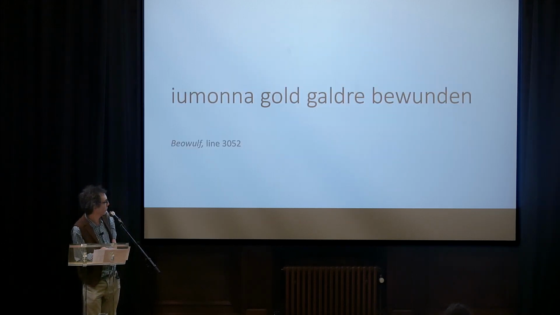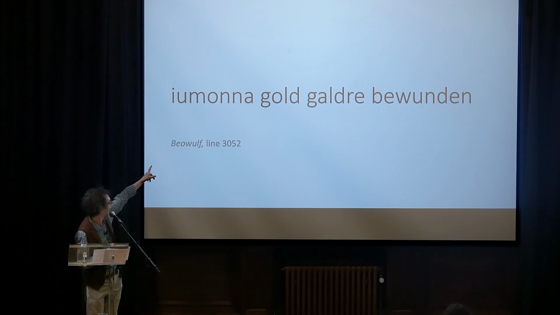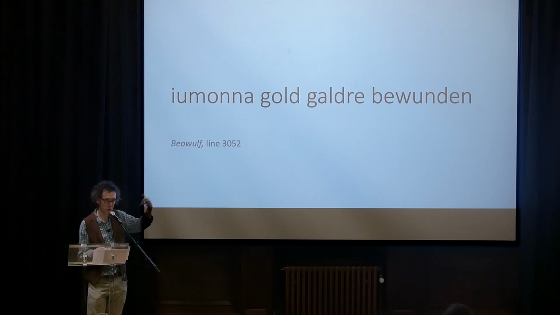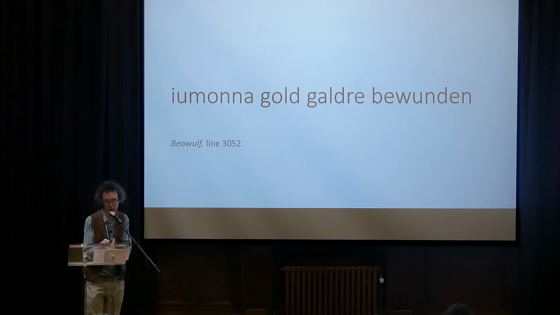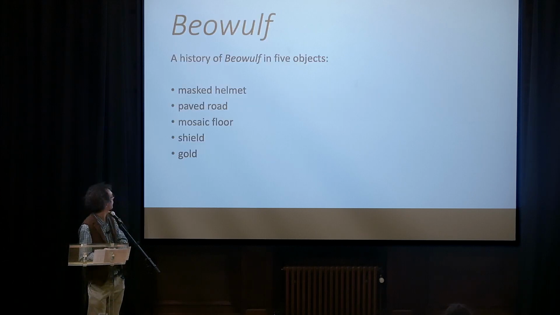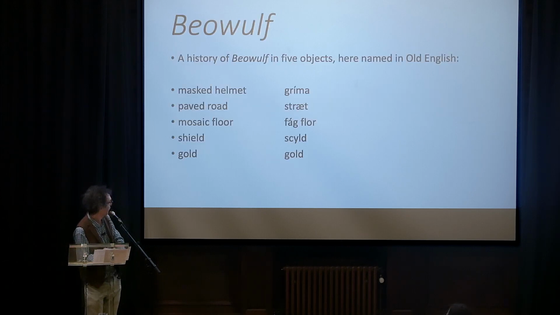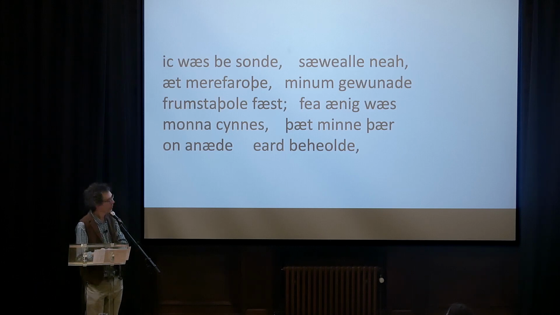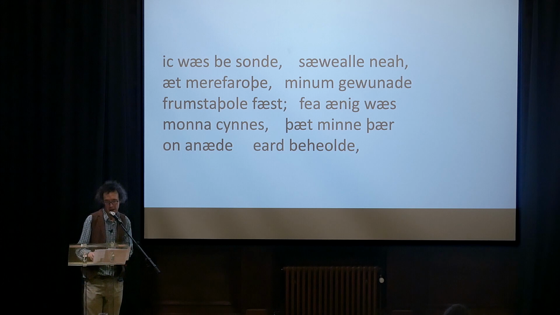Here's another line from Beowulf. You mon a gold galdreb wunden means the gold of men of former times, former men's gold, galdre bewunden, wound round with enchantment. Galdre is a word which comes from galan, to chant. So those are my words from Beowulf, but this is the riddle that I'd like to finish with.